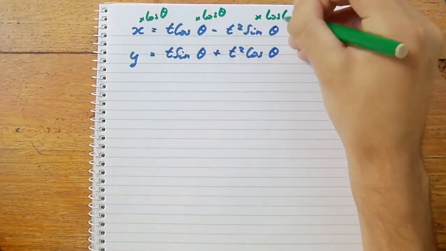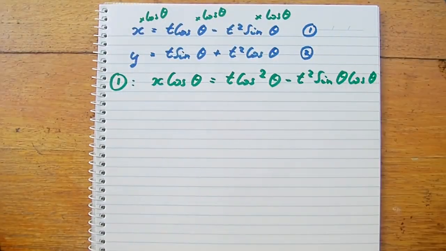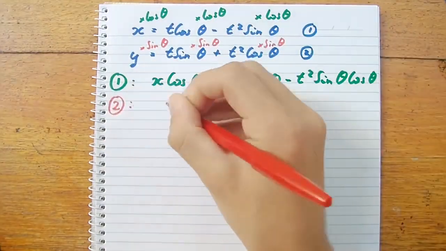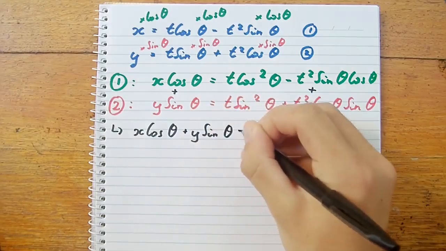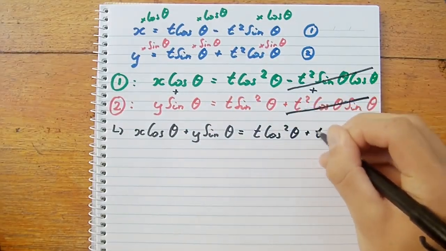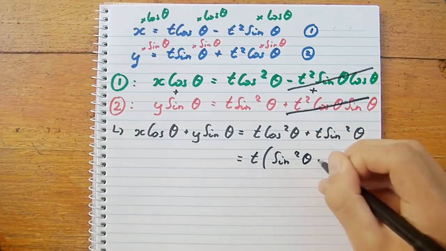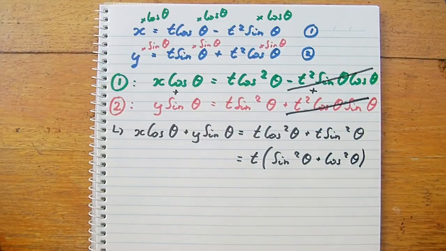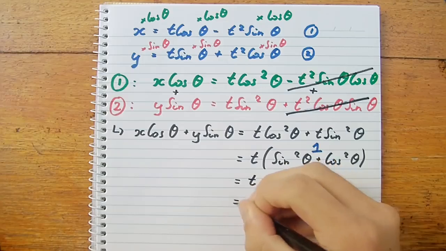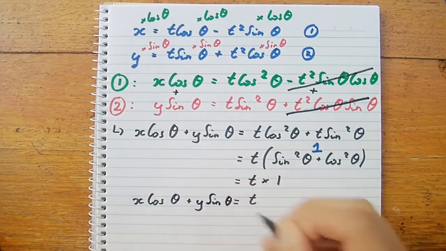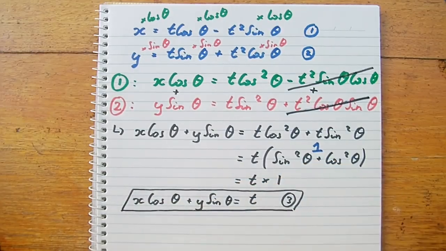First, multiply the first equation by cos theta. Then, multiply the second equation by sine theta. Next, and here comes the nice part, add the two equations together. The t squared sine theta cosine thetas cancel out, and you're left with t times sine theta squared plus cosine theta squared equals x cos theta plus y sine theta. But sine squared plus cosine squared always equals 1. So that goes away, and all that's left is t equals x cos theta plus y sine theta.